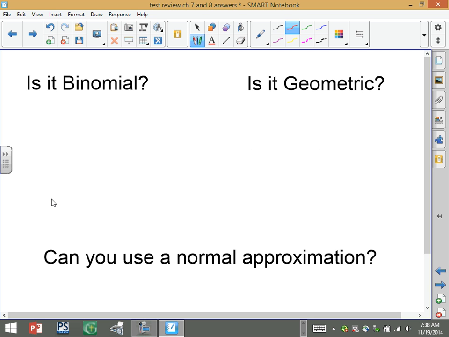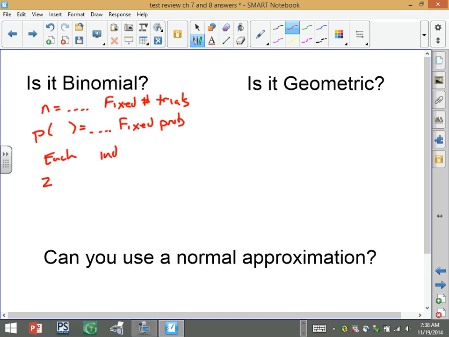And then make sure you can remember, is it binomial? You want a fixed number of trials, a fixed probability, each trial independent, and two outcomes. The only difference for geometric is you're going until success. But you still have a fixed probability, you still have independence, and you still have two outcomes.